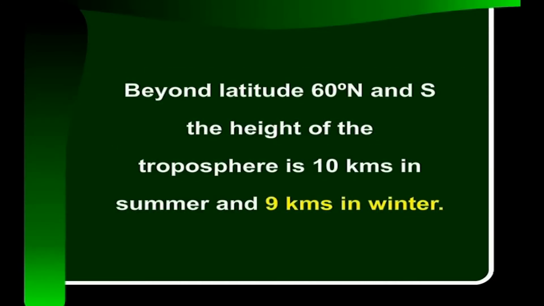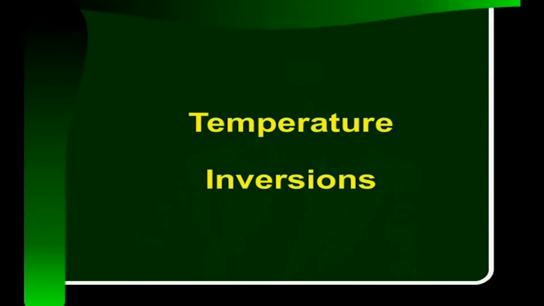Beyond latitude 60 degrees north and south, the height of the troposphere is 10 kilometers in summer and 9 kilometers in winter. The height of the troposphere in the highest latitudes is relatively less.